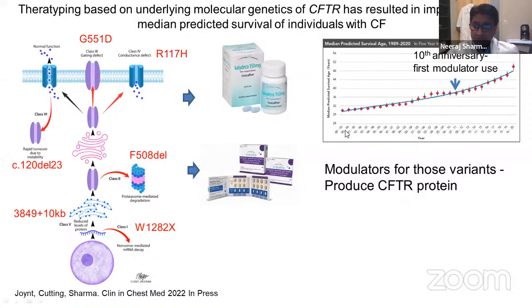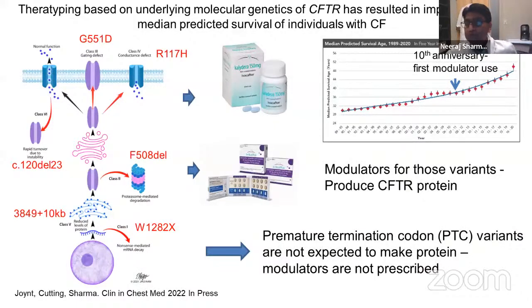An important point to note here is that these modulator drugs only work for those variants that result in the production of the CFTR protein. Unfortunately, individuals who belong to this class 1 variants that do not result in the production of the protein because it undergoes nonsense mediated mRNA decay, those individuals are not prescribed these drugs. So what should we do for that?